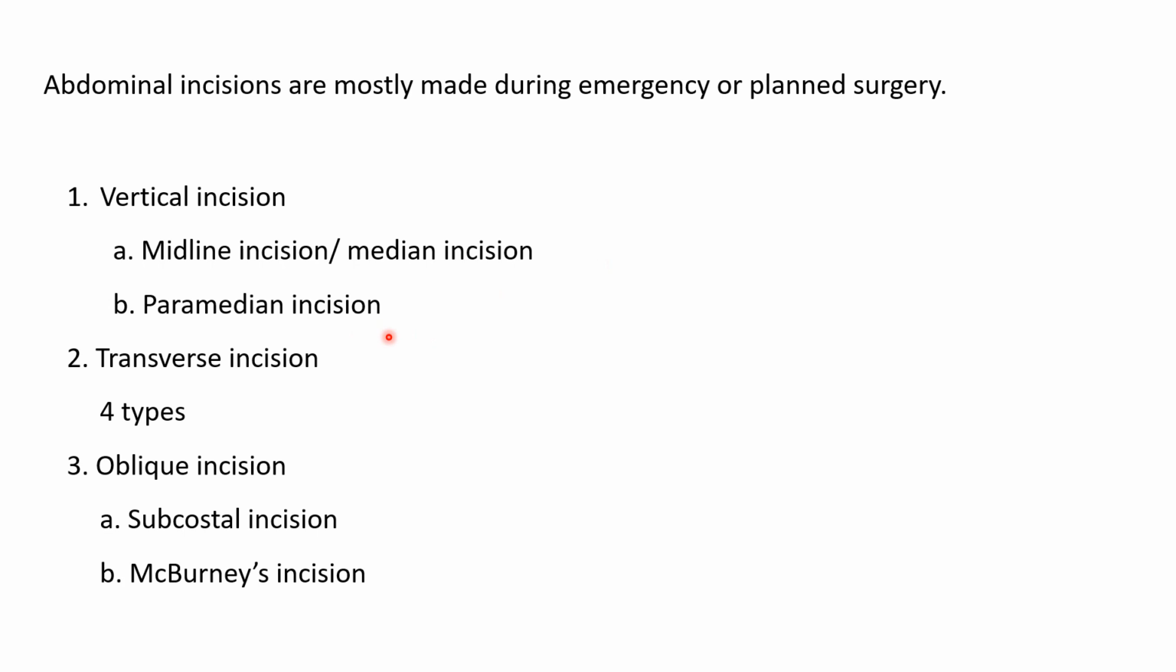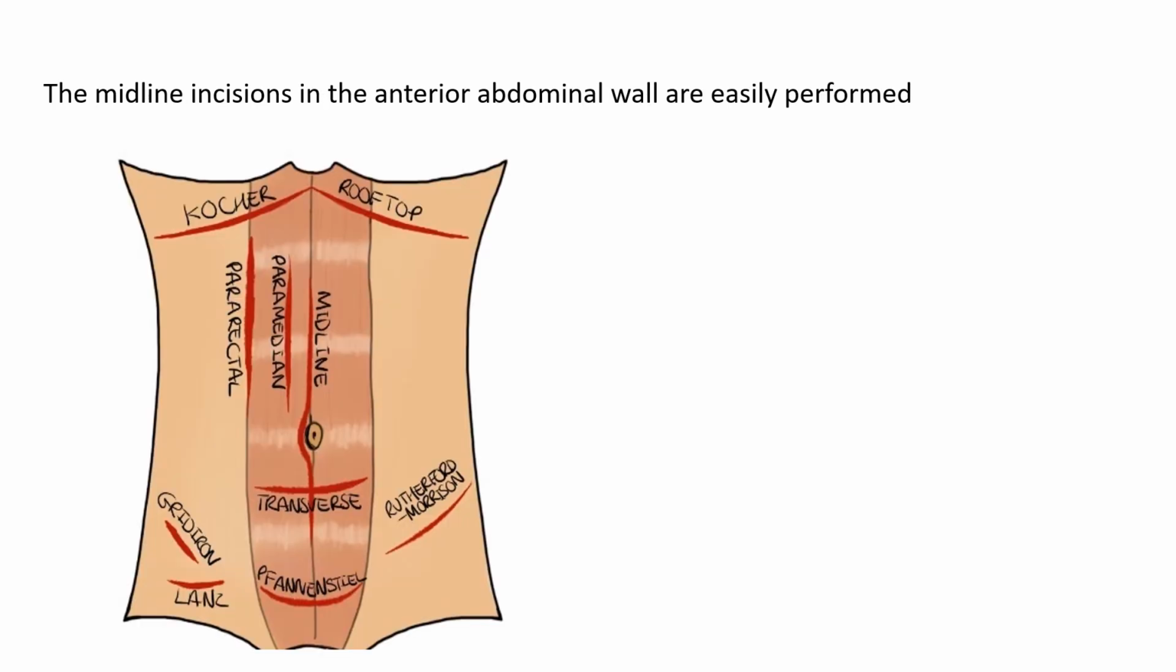Paramedial incision, that is on either side of the linea alba, leaving about 1 to 2 centimeters away from the linea alba. Transverse incisions are of 4 types, the names of which I don't want to mention because it's a little complicated. Oblique incisions are the subcostal incision and McBurney's incision. And in this picture, see, the medial incision extends from the xiphoid process to the symphysis pubis.